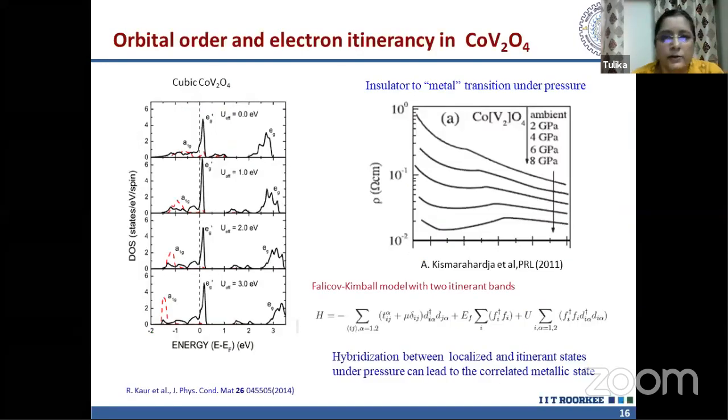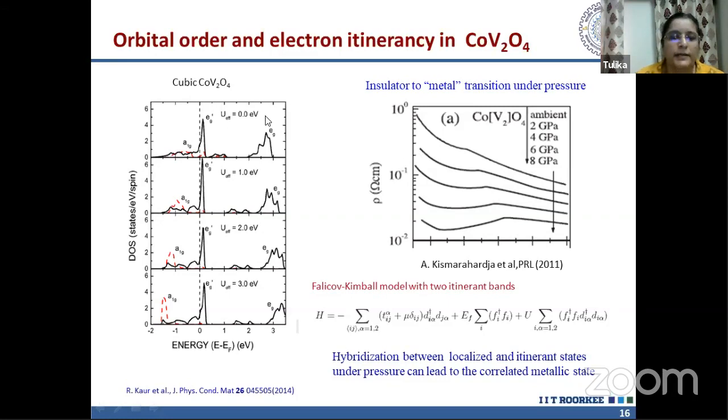I would like to discuss a little bit more about CoV2O4, for which most of the experiments so far predicted that there is no structural transition. The electrons in this compound are more itinerant than in MnV2O4 or FeV2O4. In fact, with application of moderate pressure, one can see that there is a metal-insulator transition in this compound, CoV2O4.